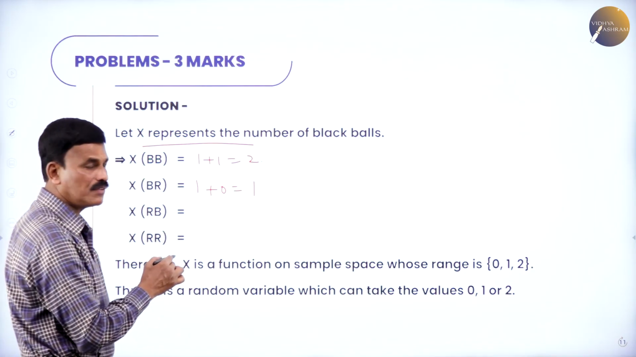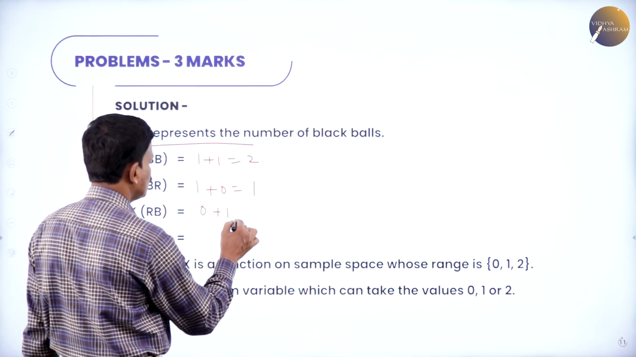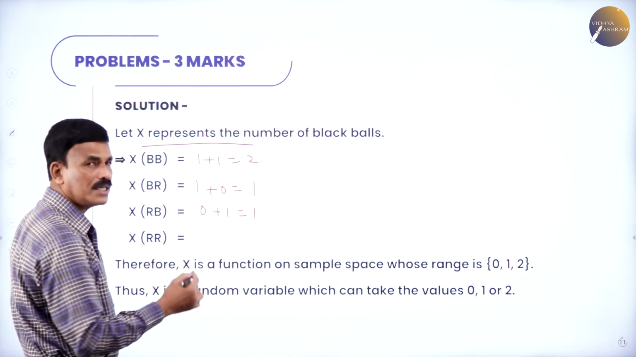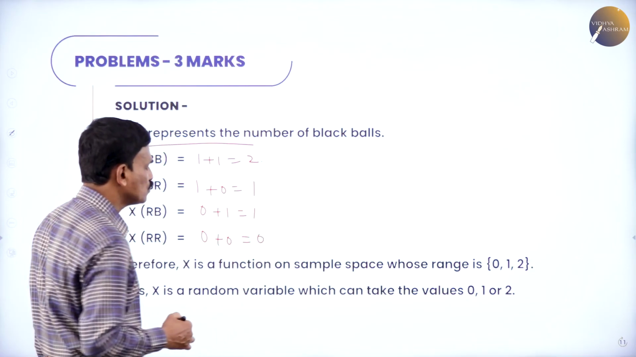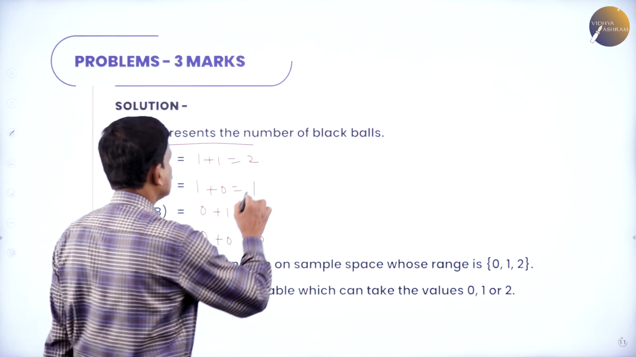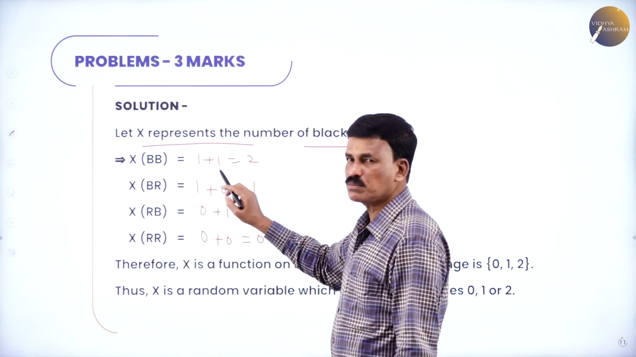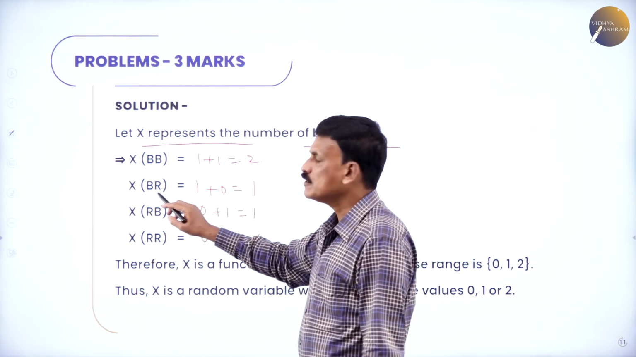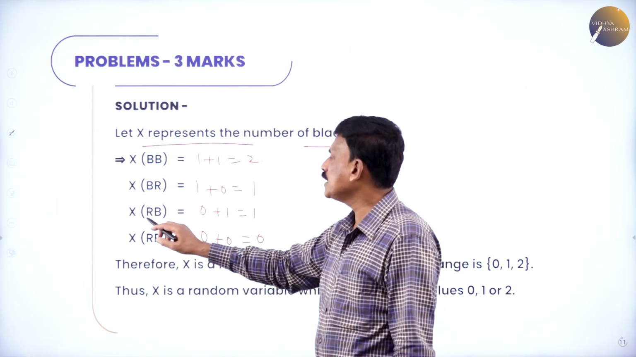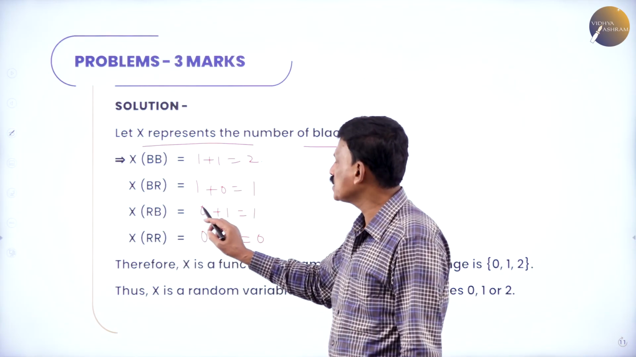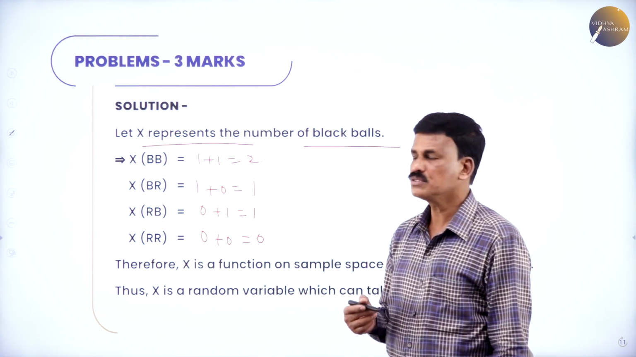Then the third condition, X of RB. The first one is a red ball and the second one is a black. 0 plus 1 is equal to 1. And the fourth condition, both the balls are red, means it is 0 plus 0 is equal to 0. So let X represent the number of black balls. Therefore X of BB, first one is black, second one is black, 1 plus 1 is 2. X of BR, first one is black and second one is red, 1 plus 0 is 1. Again X of RB, red ball and the black ball, is 0 plus 1 is equal to 1, and RR, both are red, 0 plus 0 is equal to 0.